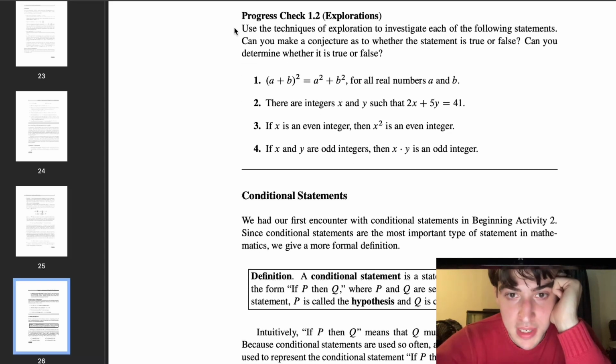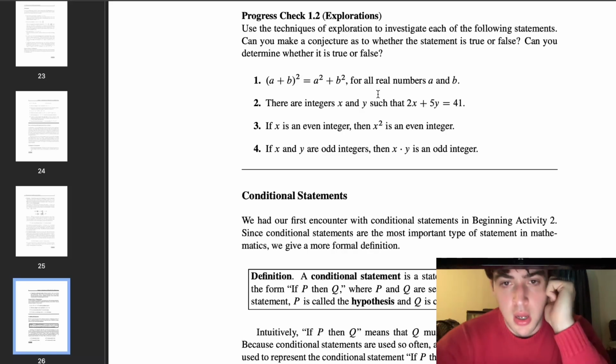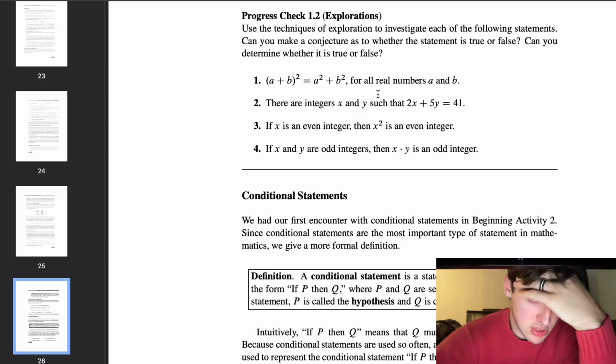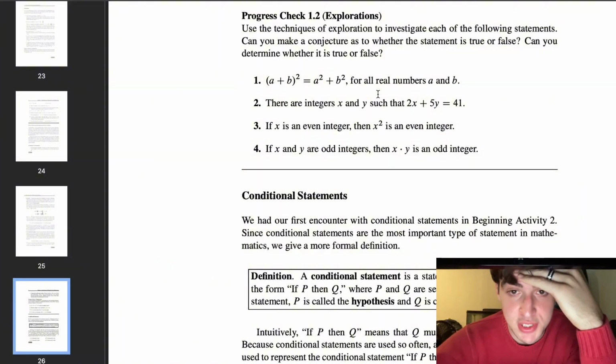Progress check 1.2, explorations. Use the techniques of exploration to investigate each of the following statements. Can you make a conjecture as to whether the statement is true or false? Can you determine whether it is true or false? All right, (a+b)^2 = a^2 + b^2 for all real numbers a and b. All right, how do I make a conjecture about that? I guess we'll use the techniques of exploration.